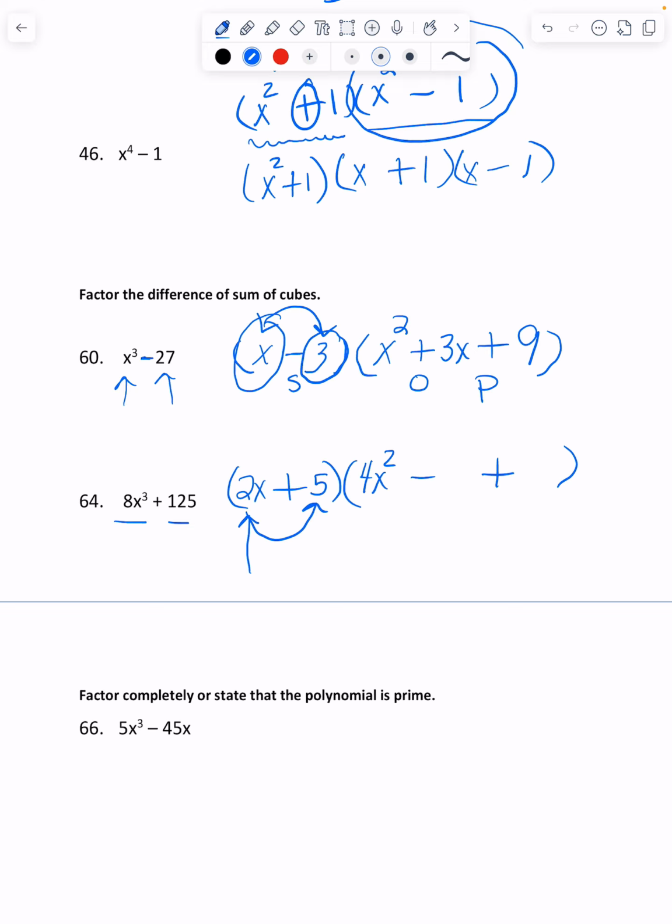Multiply the two terms together. So 2x times 5 is 10x. Square that last term. 5 squared is 25. And once you complete the pattern, you'll never be able to break it down any further.